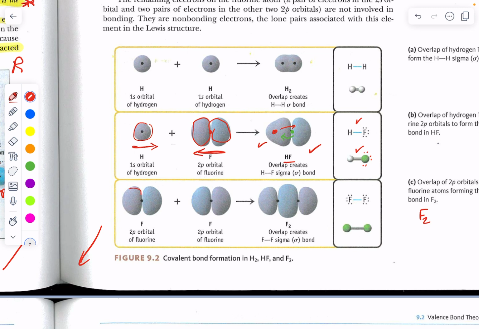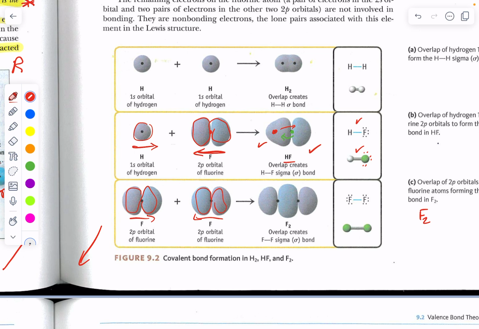So here we have my p orbital. Here we have another p orbital. We're going to push them together till they reach the most stable position where each nucleus of each fluorine has the greatest attraction to the electrons of the other fluorine, not too close, not too far away.